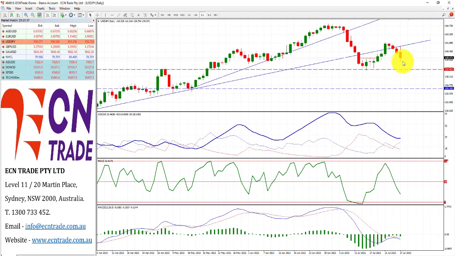I feel the market though overall has potential to regain itself after the 4 days of negativity and therefore could see a rebound back towards that top side range around 141 to about 142.